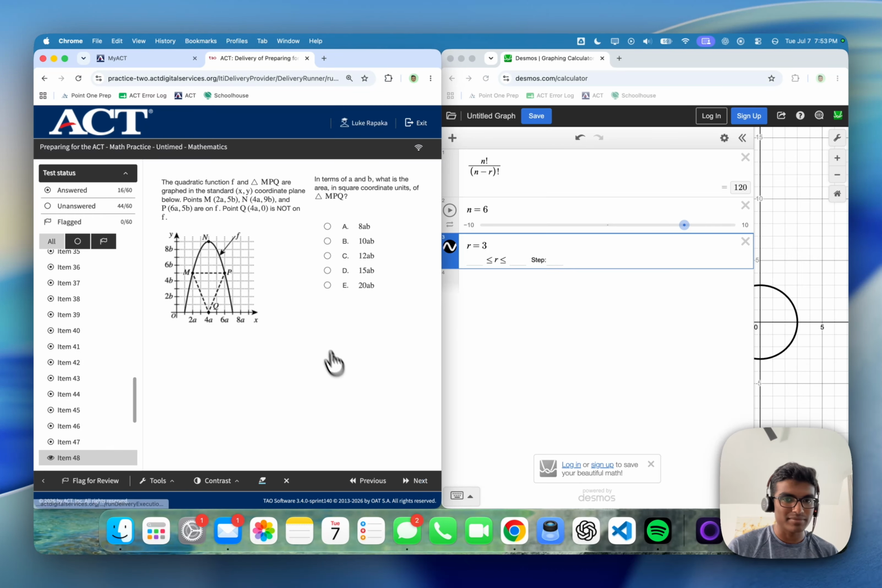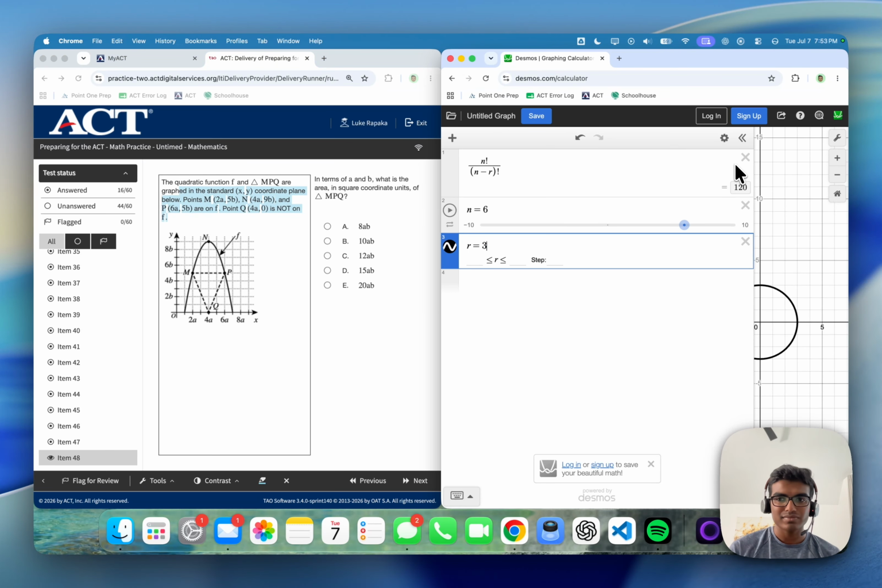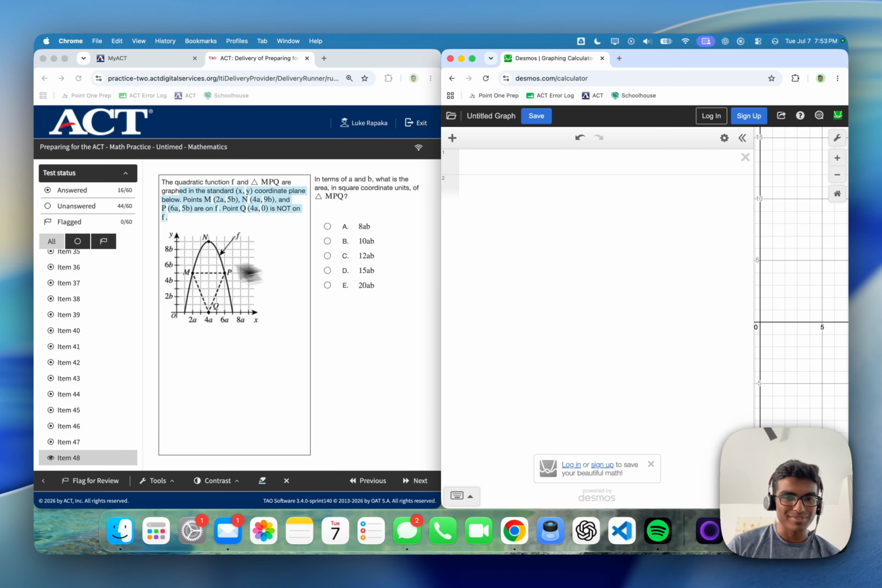But let's move on to the next question. In terms of A and B, what is the area of MPQ? I don't think I need to read that. So I'm trying to find the area of the triangle, right? Area of the triangle fundamentally is 1/2 base times height.